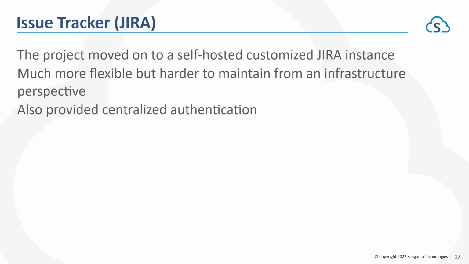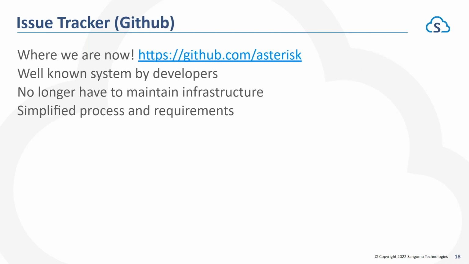One of my fundamental suggestions for anyone is, if you're using a tool, don't modify it unless you absolutely have to. If you can change your process to better fit the tool, go that direction. Maintaining customized things is just extra overhead that you don't want to incur. So Jira as a tool was much more flexible, but harder to maintain from an infrastructure perspective. It's Java. Java is fun to run. A good benefit, however, is that it did provide us centralized authentication for all of our various tools that we made available. So these days, we've moved the project over to GitHub.